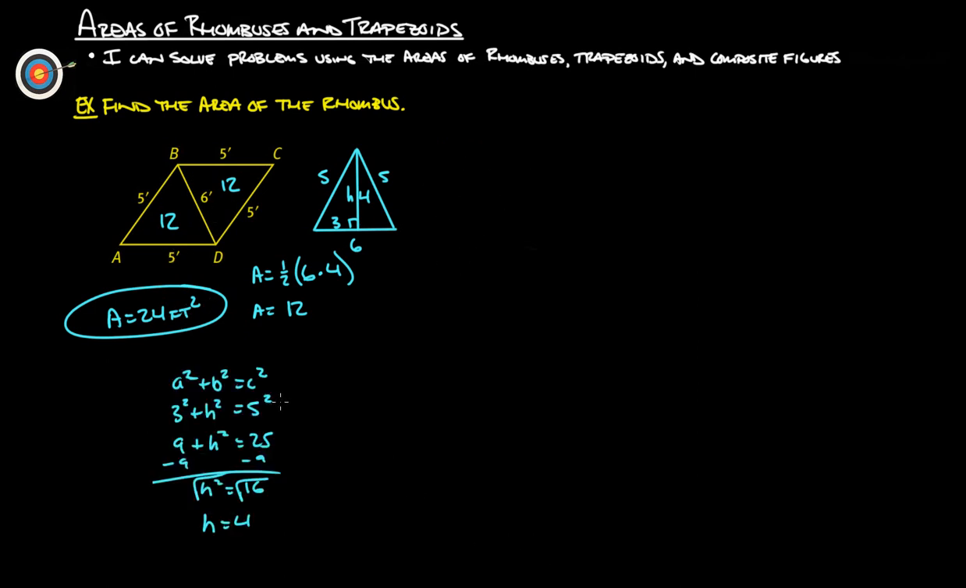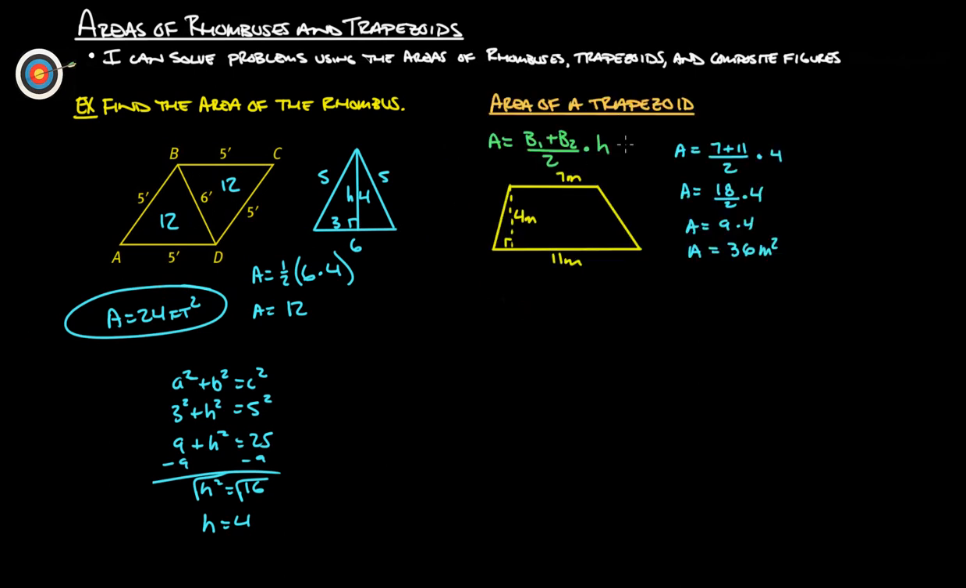I just moved our work from here over to here so that we can see our next piece. The area of a trapezoid is base 1 plus base 2 divided by 2 times the height. So it's basically the average of the two bases multiplied by the height. In this case, area is going to be 7 plus 11 divided by 2 times 4. So 7 plus 11 is 18. 18 divided by 2 is 9. 9 times 4 is 36 square meters. That would be the area of this trapezoid here.